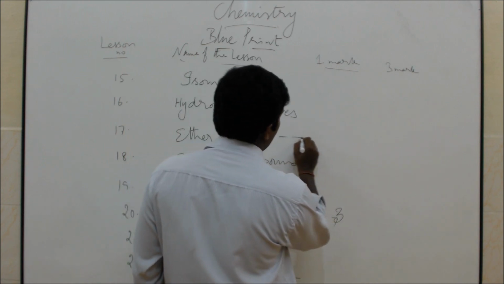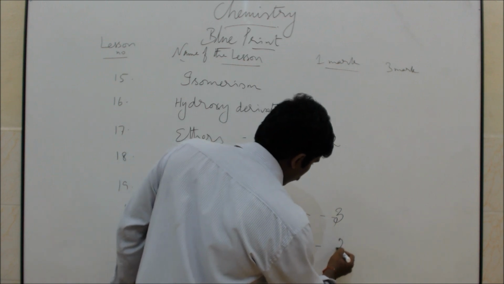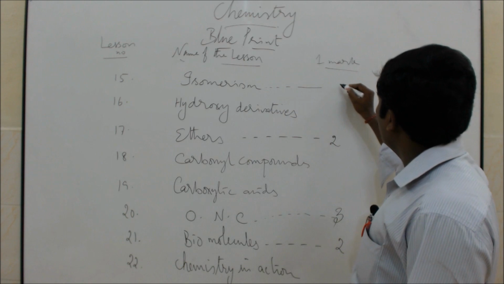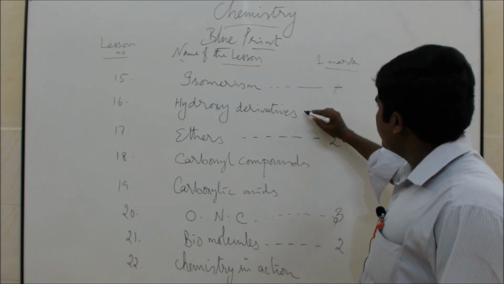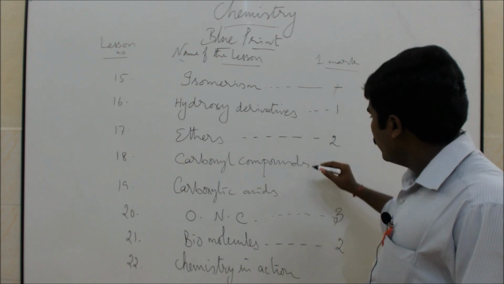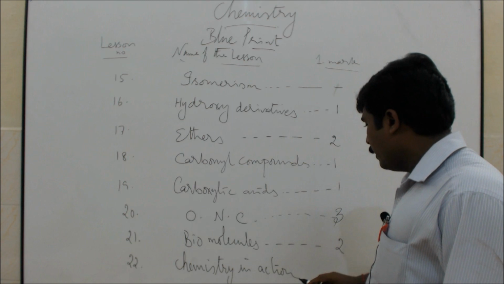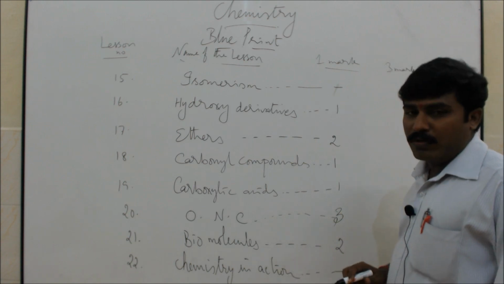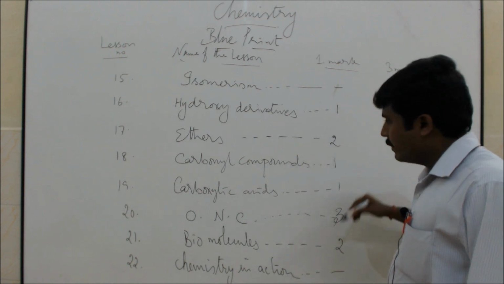From ethers, 2 questions. From biomolecules also 2 questions. Sorry, in isomerism there is no 1 mark question. Hydroxy derivatives, 1 mark question. Carbonyl compounds 1, carboxylic acids also 1. Then chemistry in action, no questions. Altogether 10 one-mark questions: 1, 3, 4, 5, 8, 10.